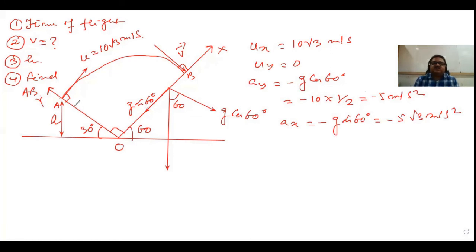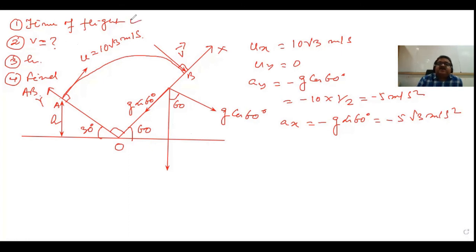Now, don't get confused, correct? If we do this calculation with the help of the other approach, ultimately we will get the same result. You need to split it up, you have to bring two components, one along this, other perpendicular to this, and ultimately you will get the same value. So don't get confused with this. So first of all, the velocity with which it hits the ground.